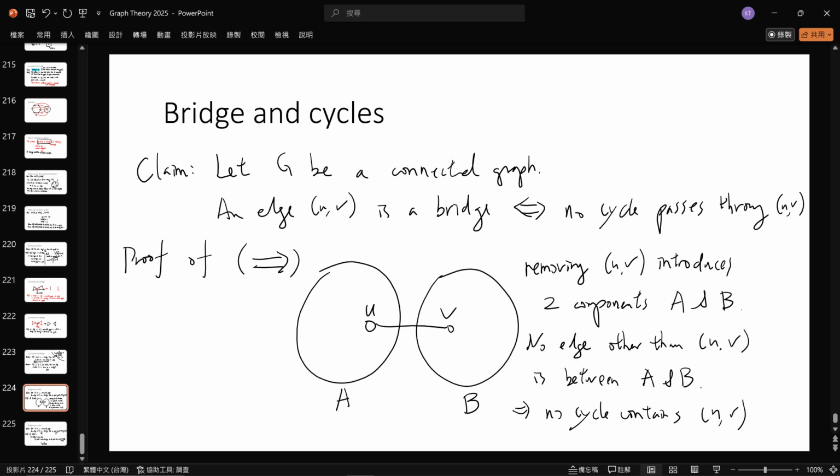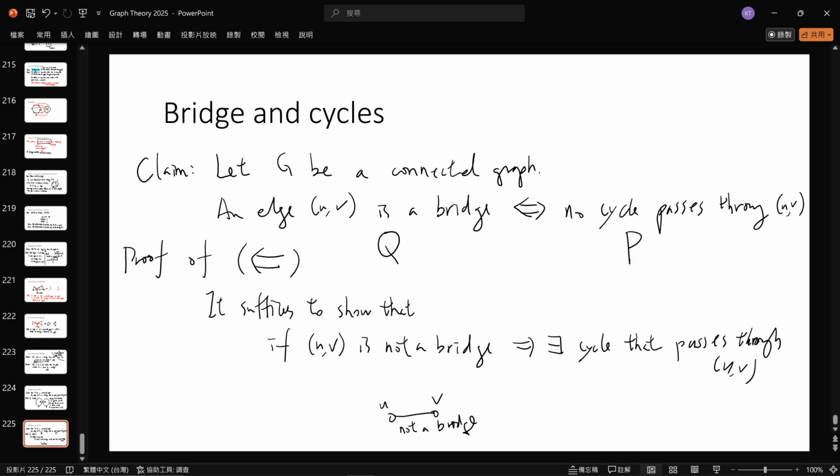Similar idea. So if this is not a bridge, then removing it cannot disconnect the graph. So the graph is still connected, even if you remove this edge. Okay, so let's remove it. And since the graph is connected by definition, if it's a connected graph, then for any two vertices in the graph, you can find a path.